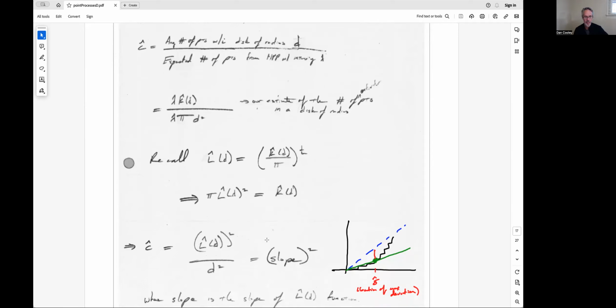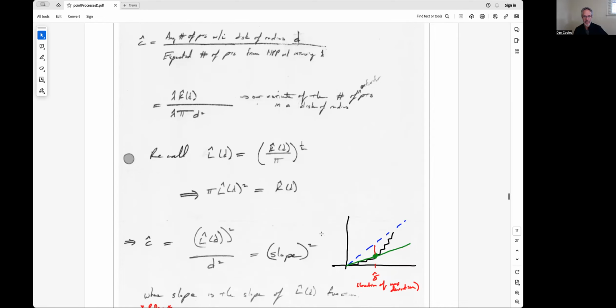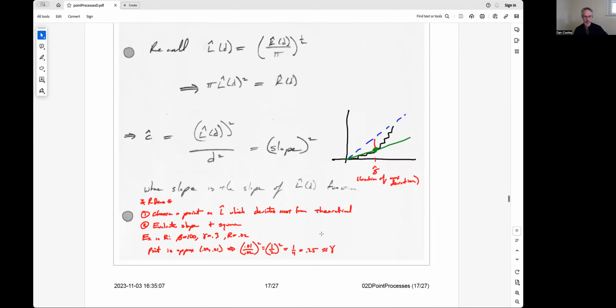So basically it's just the slope of our line, that you can think of this as rise and this as run. If I take the slope and square it, that should be our estimate for C. So let me return to R and we can see it.